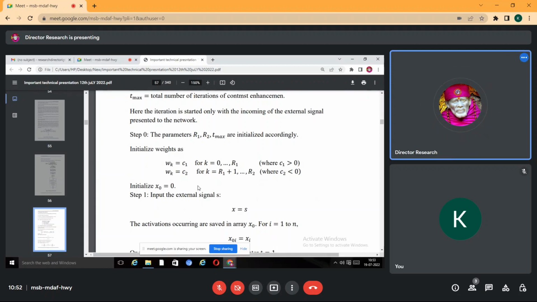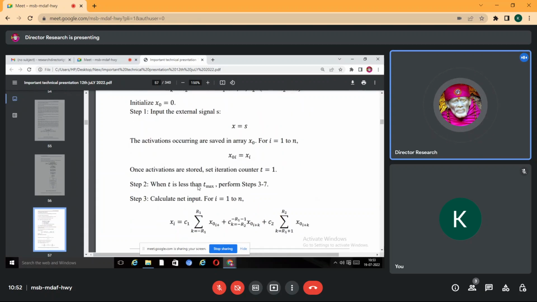Step 1, input the external signals as x is equal to s. The activations occurring are saved in an array x0 for i is equal to 1 to n, x0i is equal to xi. Once activations are stored, set iteration count to t equal to 1. Step 2, when t is less than tmax, perform steps 3 to 7.